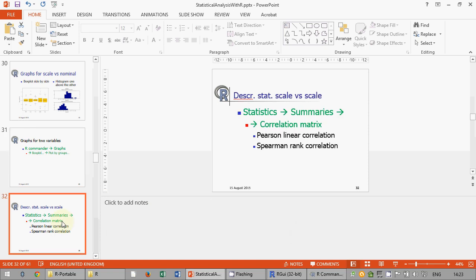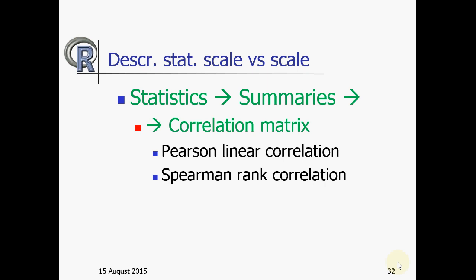And finally, what happens when you have a scale and a scale? So first of all, the descriptive statistics. The descriptive statistic is the traditional correlation matrix. Well, matrix is a huge name because you can do it also for more than 2 variables. But when you have 2 variables, it's the correlation number. We have 2 types of correlation, the Pearson and the Spearman. The Pearson linear correlation goes between -1 and 1 and tells you whether the values, and I repeat the values, of first variable are related linearly to the values of second variable.